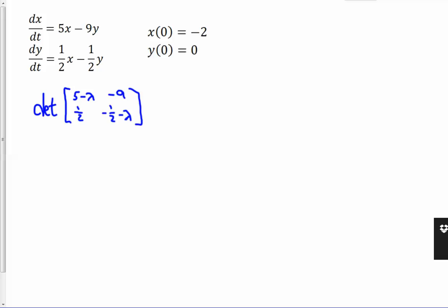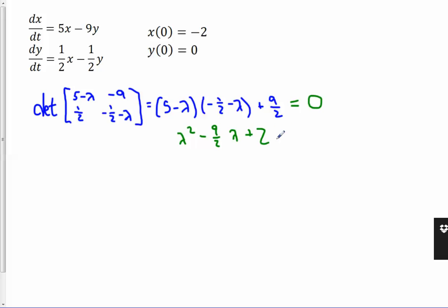That turns out to be this expression, and I want to set that equal to 0. Now the problem is this is going to be a quadratic in lambda. I have to do some algebra. It's not factored because of the plus 9 halves. But when you multiply this all out and collect terms, you get lambda squared minus 9 halves lambda plus 2 equals 0.